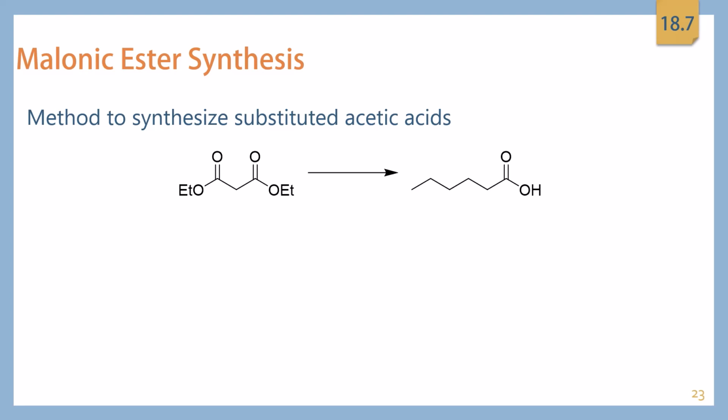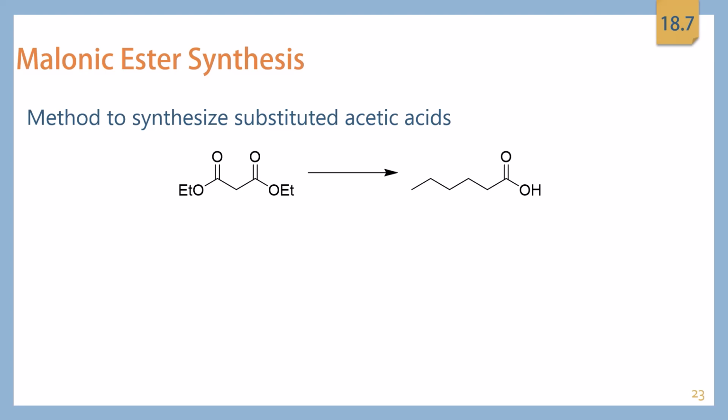So another type of synthesis using beta dicarbonyl compounds is the malonic ester synthesis, and this is going to be using a beta diester. And typically you use diethyl malonate. This is going to be a method to synthesize substituted acetic acids. So previously when we saw the acetoacetic ester synthesis, that one was to make substituted methyl ketones.